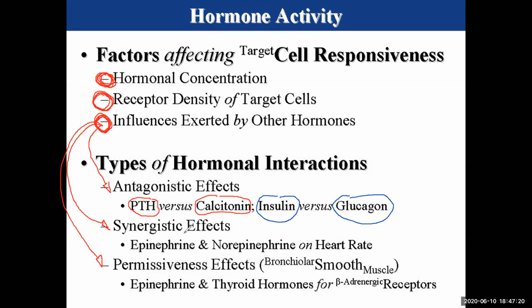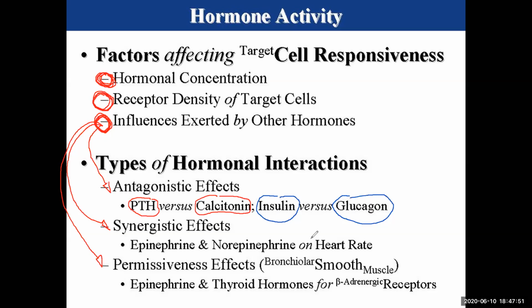Synergistic effect means when epinephrine shows up, it will increase the rate of the heart. It will increase how fast your heart will beat. Norepinephrine does the same thing. But if you have both of them at the same time, the heart rate increase is more than both combined. So this is a synergistic effect.